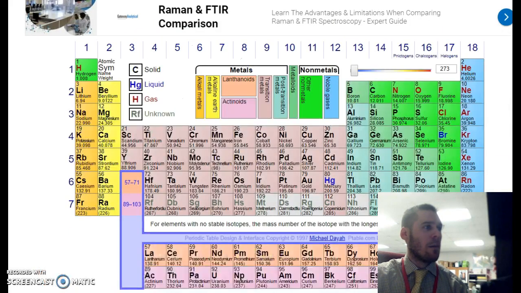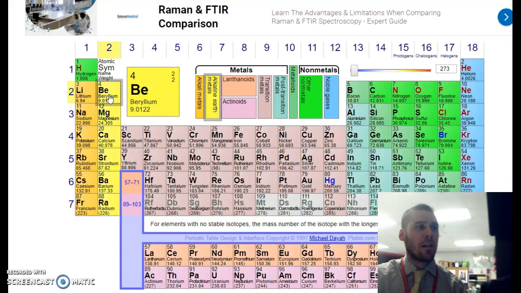go to my periodic table and find beryllium, which has atomic number 4. So that tells us that it must have 4 protons. If it doesn't have 4 protons, it is no longer beryllium. Remember, the atomic number, the amount of protons, gives the element its identity.